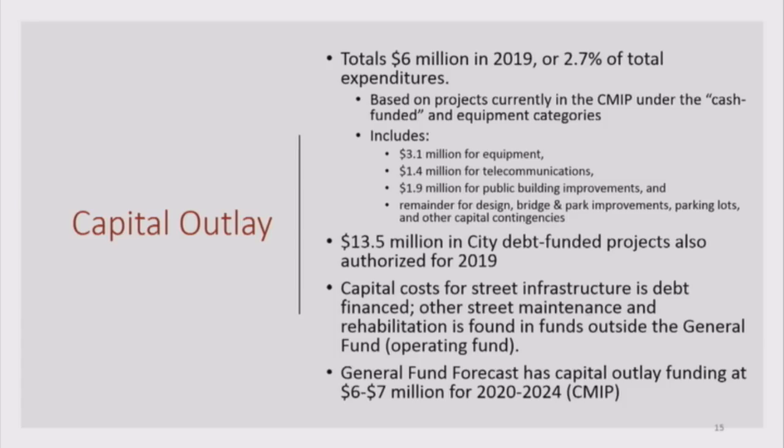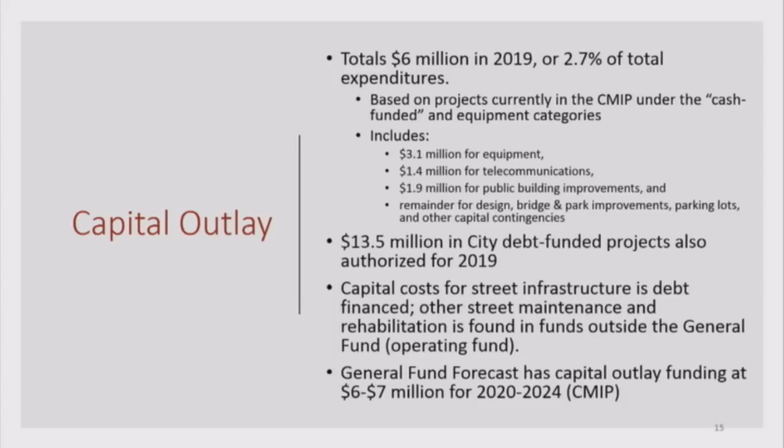Another thing I wanted to point out is that in this current 19 year, which begins in January, we have $3.1 million in equipment budgeted, $1.4 million in telecommunications, and $1.9 million in public building improvements, with the remainder going for bridge and park improvements and parking lots and other capital contingencies.